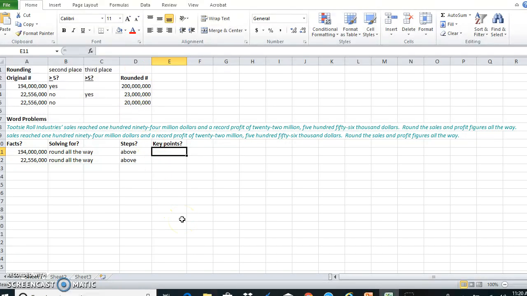So the key points here are that sales were about 200 million. Profit was about 20 million. So the key points as far as this problem goes, did we figure out what we were supposed to figure out? Yes, it was pretty simple.